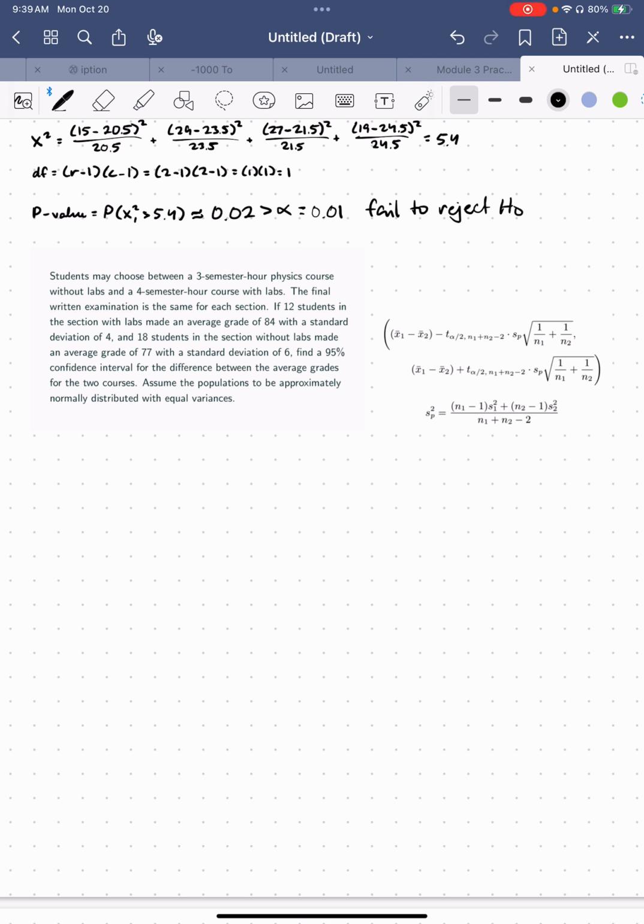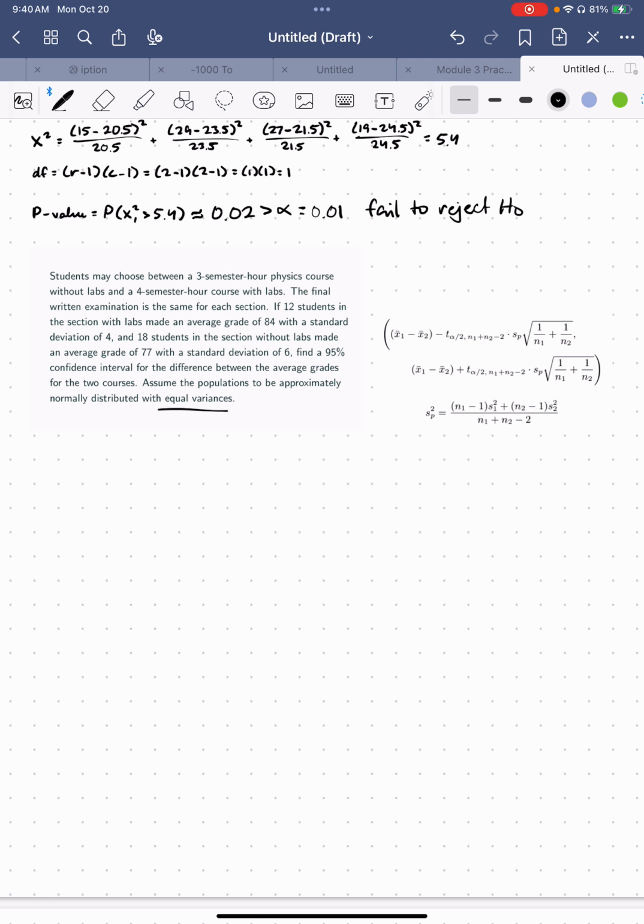So now we have our next problem over here. Students may choose between a 3-semester hour physics course without labs and a 4-semester hour course with labs. And the final written examination is the same for each section. And so what we want to do is find a 95% confidence interval for the difference between the average grades for the two courses. So we have our confidence, and it says that our populations are normally distributed with equal variances. So this is really important over here.